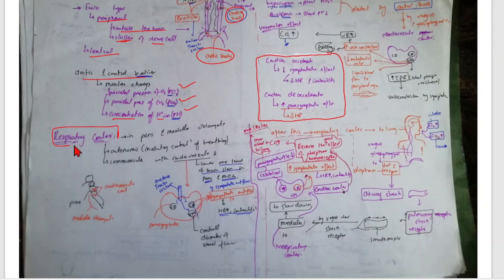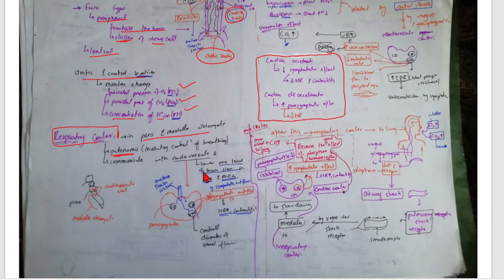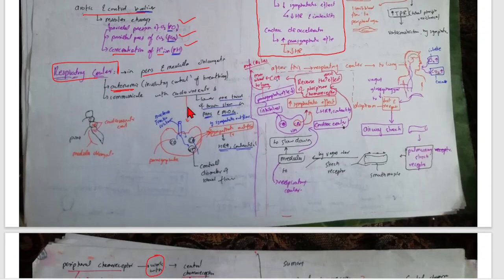One is the cardiovascular center, which I have already explained. Another is the respiratory center. It is present in the pons and medulla oblongata, and it handles autonomic control. It communicates with the cardiovascular center. I have already said this is the cardiovascular center, and it communicates with the respiratory center. So how? First of all, this is the nucleus tractus solitarius, and this is the cardiovascular center.